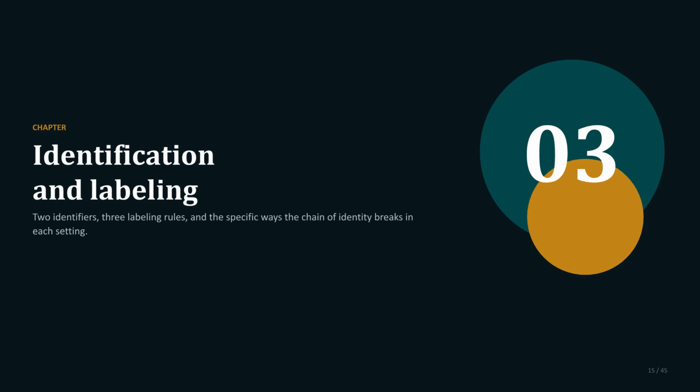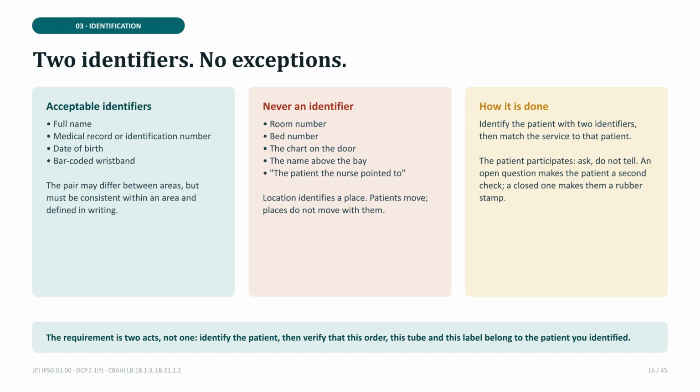We will look at the 3 core rules that ensure identity is never lost. Identity begins with 2 identifiers, and there are no exceptions. Acceptable identifiers include the patient's full name, record number, date of birth, or a barcoded wristband. Never rely on location identifiers like a bed or room number, as these do not move with the patient.